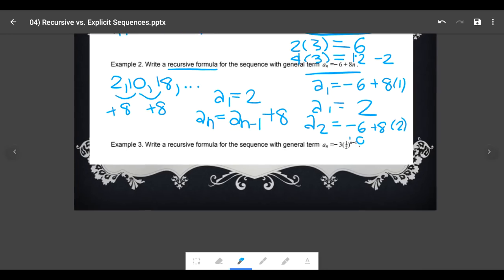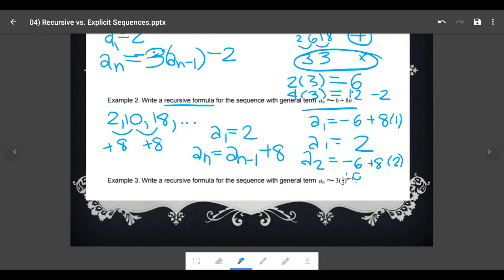Now I'd like you to examine number 3. Think about what type of sequence this would fall under. And then maybe generate some of the terms to help you think about how you could write the recursive formula. So I want you to pause the video and try that.